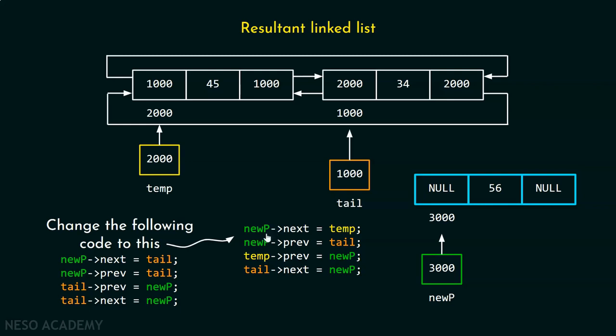You can see over here that first the next part of this node must be updated so that it can point to the first node. Right, because this is going to be the first node of the list, so it must point to this node.